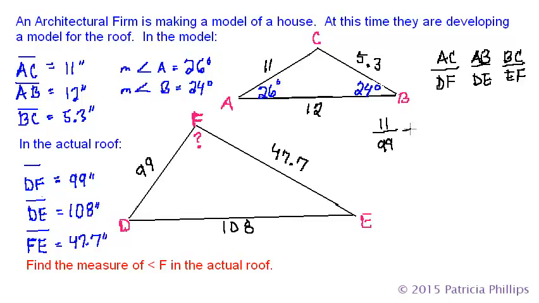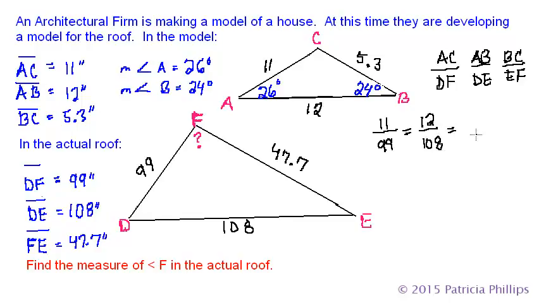And remember, these would all have to be equal. These will all have to be equal to prove that our triangles are similar. So we're going to put an equal sign after the ratio. So moving along, AB was 12 inches and DE was 108.